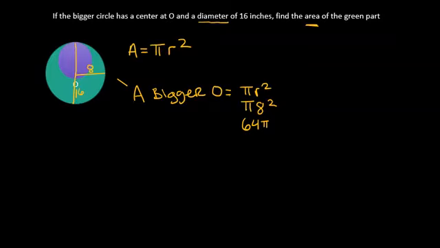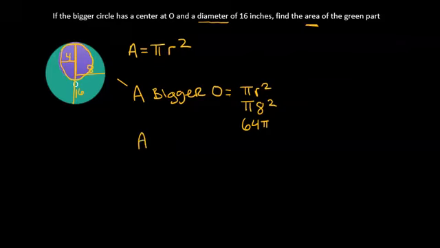Let's look at the purple circle, the smaller one. Because we know that the whole thing is 16 and half of it is 8, this purple circle is going to be 8 because it's at the 50% mark of the bigger circle. The diameter of this smaller circle is 8, so the radius of the small circle is going to be 4.